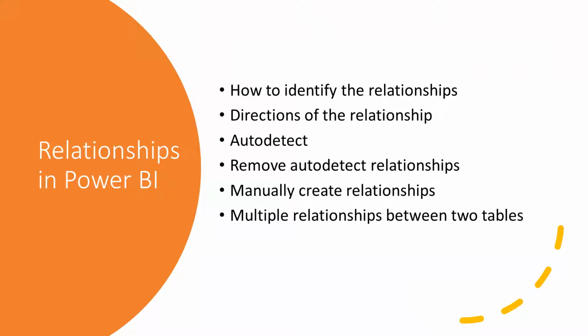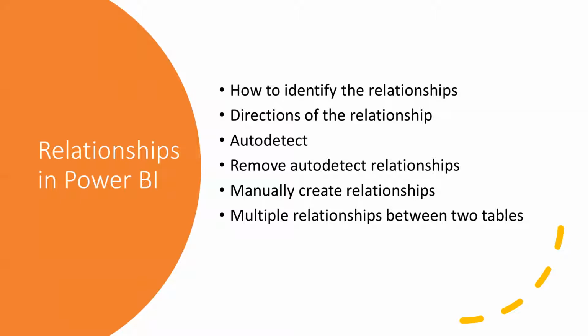Then there comes auto detect, that is, how relationships are automatically detected in Power BI whenever you import data from multiple tables. Power BI automatically finds the relationships between tables and creates the relationships itself. We won't be doing anything. It would just automatically load the data and detect the relationships between multiple tables.